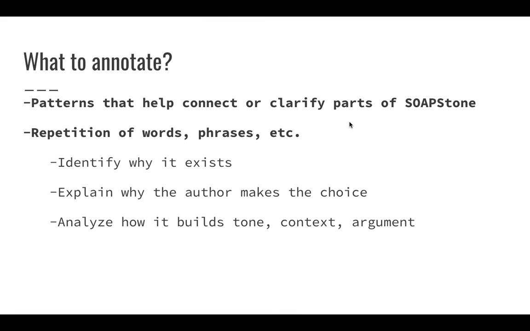Another thing that we want to annotate for would be repetition. So we're looking for repetition on multiple levels. The most obvious type of repetition would be the repetition of words or phrases. We want to identify why that repetition exists. We want to be able to explain why the author makes the choice, and we want to analyze how it builds our tone, how it builds context, or how it helps the speaker build their argument.